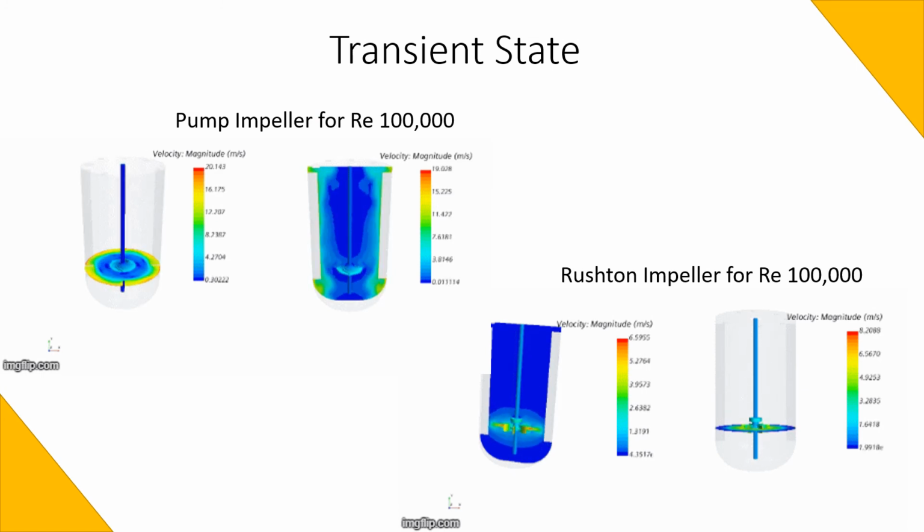In the transient state, it is shown how there is movement in both impellers in the same direction. In addition, the velocity of both impellers is very similar, although in the pump impeller we can see a much higher velocity near the wall, but in the impeller and its surroundings, the velocity in both cases, Rushton and pump, is very similar, around 5 meters per second. Moreover, we can see that the velocity acquired in this state can overpass the one in the stationary state.